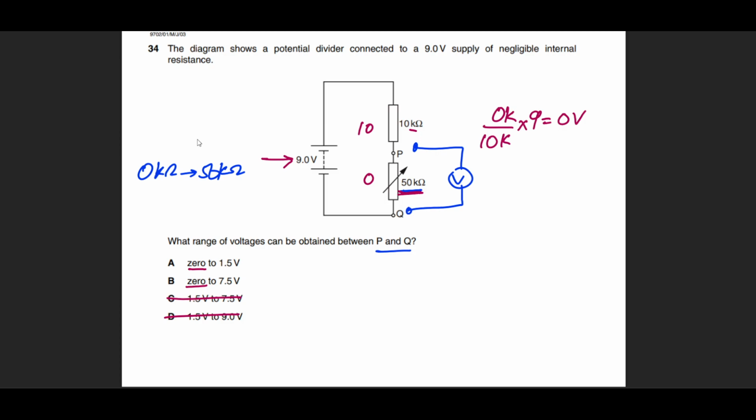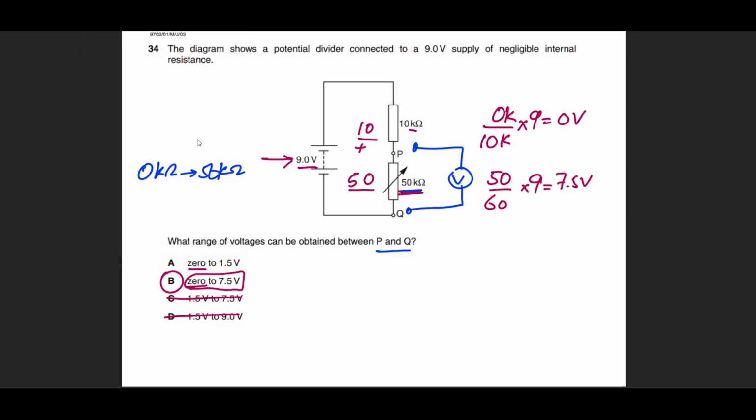The next extreme is it being 50 kilo ohms. If it becomes 50 kilo ohms, then what happens? In that case, the total resistance would change to 60. Now, if I apply the voltage divider rule, it would simply become 50, because this is the voltage I want to find across. 50 divided by 60 this time, because it is 50 plus 10, the total resistance, multiplied by the voltage that we are sharing. Once you do that, your answer will come out as 7.5 volts, which is option B. Its voltage range is going to vary from 0 to 7.5.